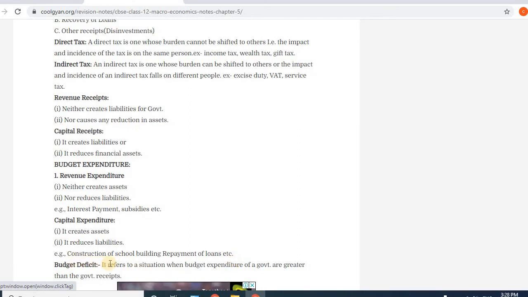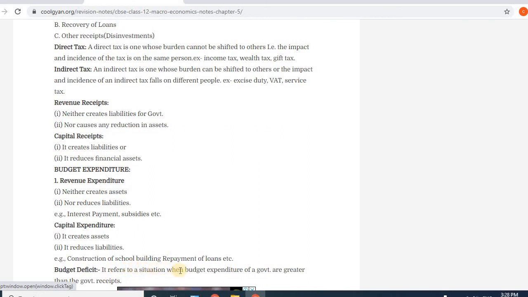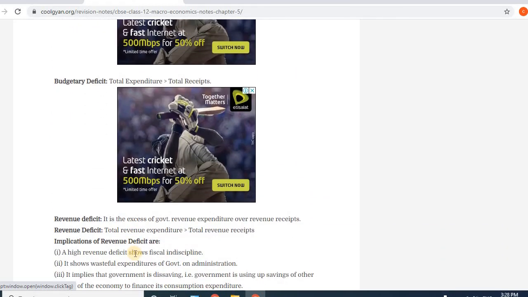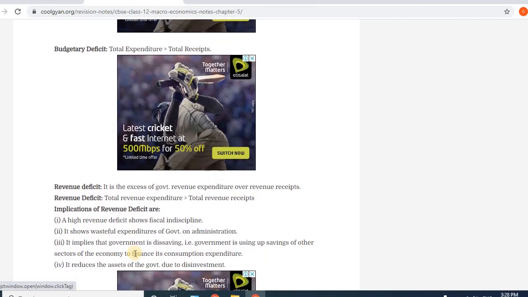Budget deficit: it refers to a situation when budget expenditure of government is greater than the government receipts. Budget deficit: total expenditure greater than total receipts.